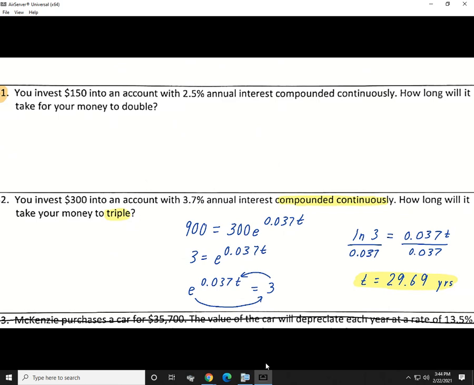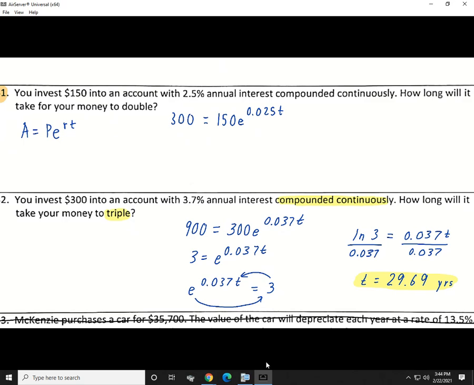So we know that it's this formula, A equals Pe to the rt. So first of all, the 150, that's my principal amount. That's what I started with. e is what we call a mathematical constant. Your r value is 2.5%, that's 0.025. And it asked me how long, t, is it going to take for that money to double? What is double 150 bucks? It's 300. So that is my A value. 300 equals 150 e to the 0.025t.